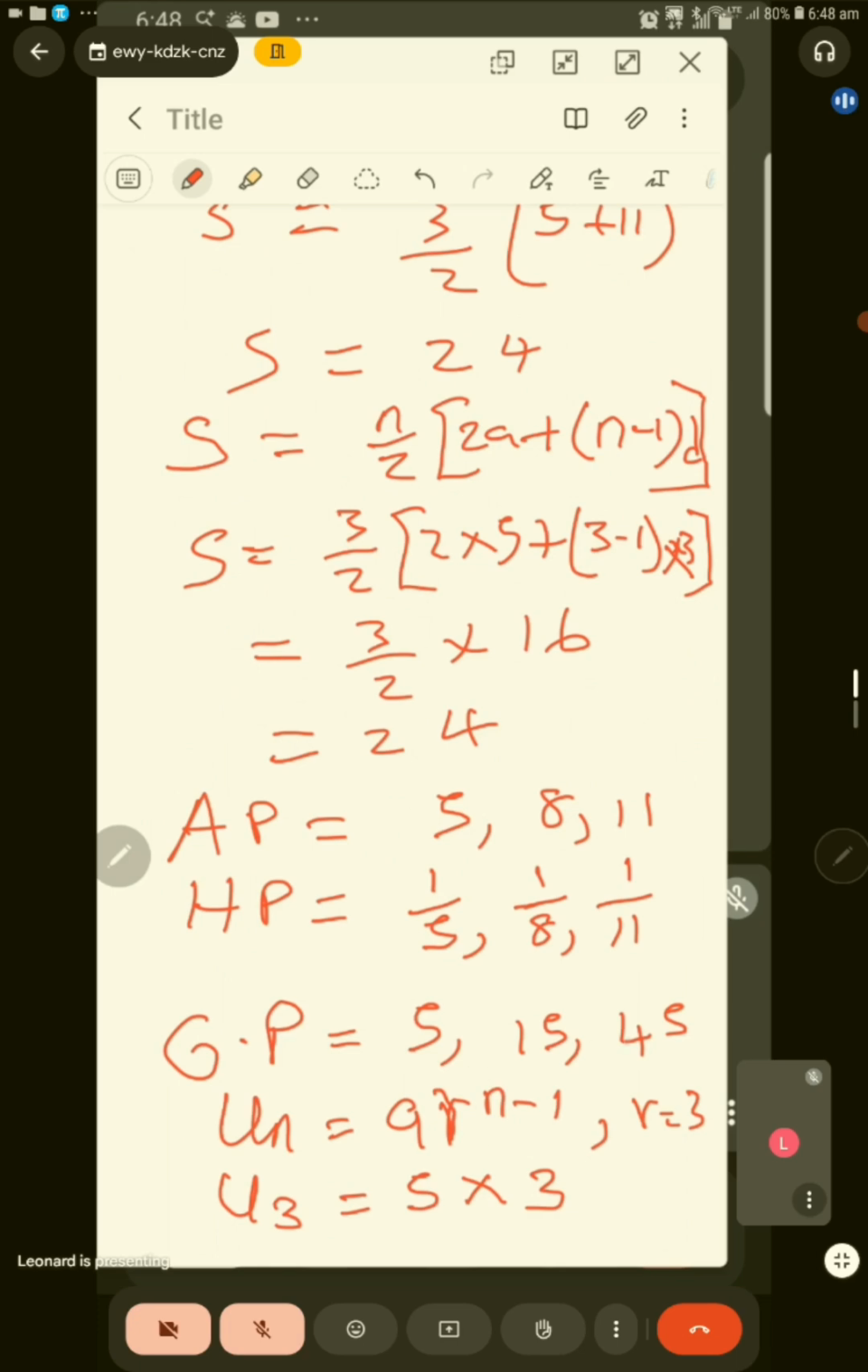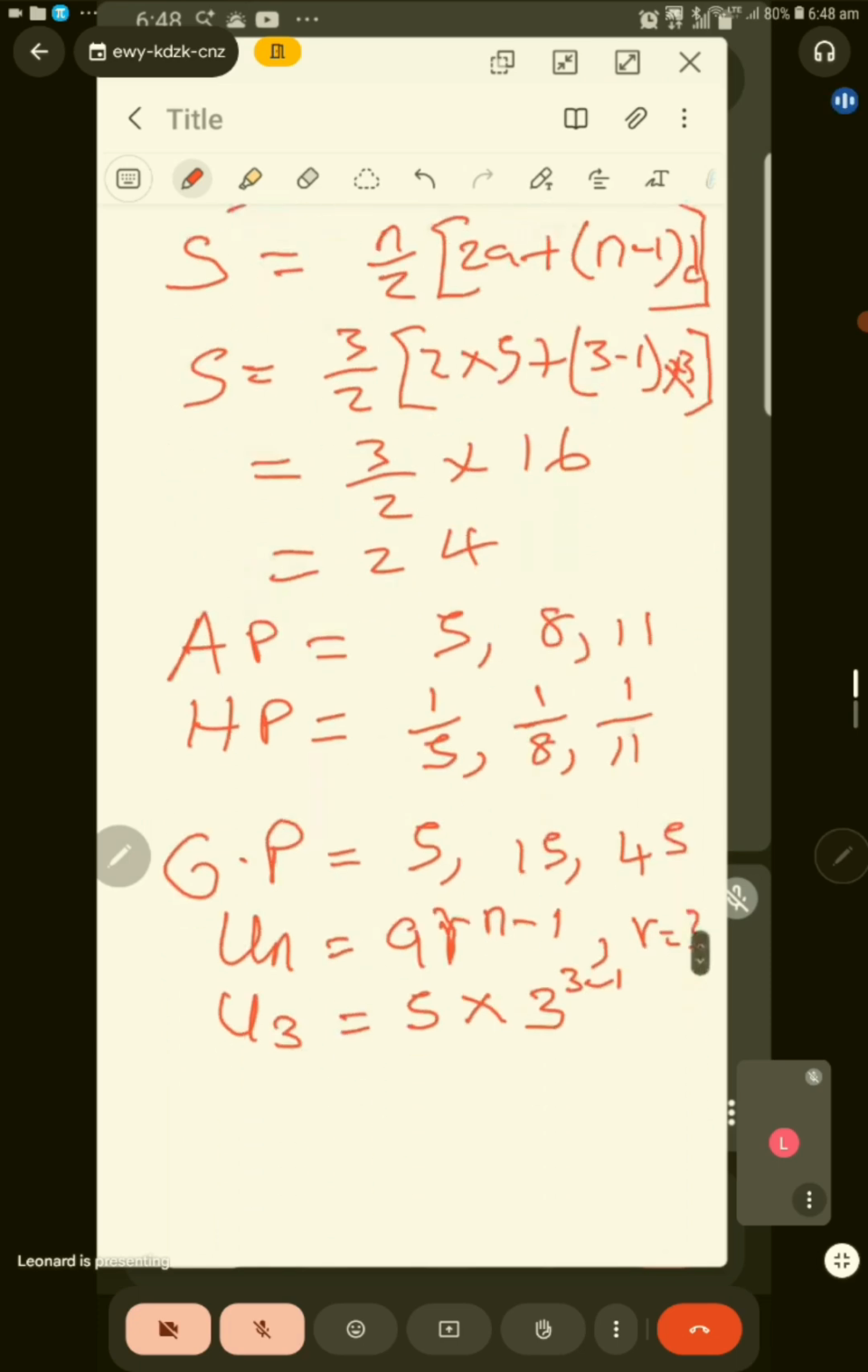Both of them are the same, so r is 3 and n is also 3. That is 3 minus 1. This now gives us 5 times 3 squared. 3 squared is 9, right? Yes. That is again 45. That is how to find this term.